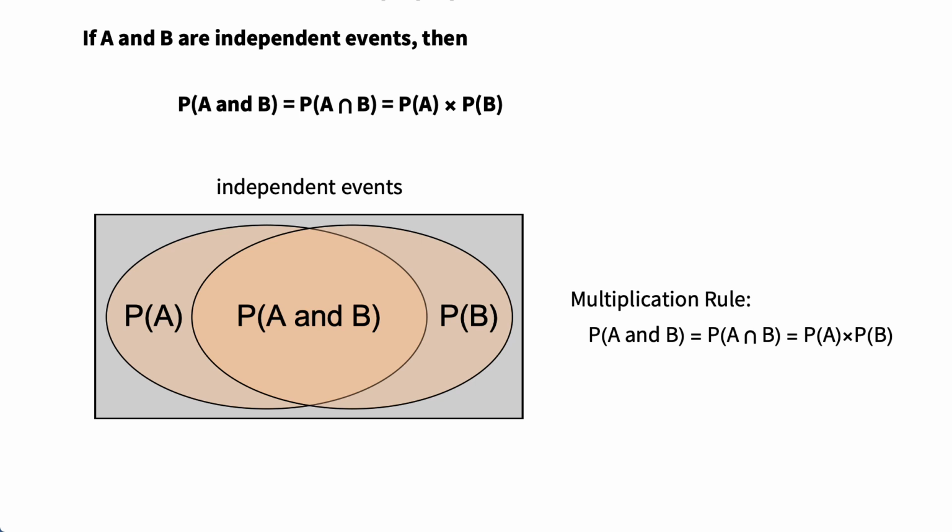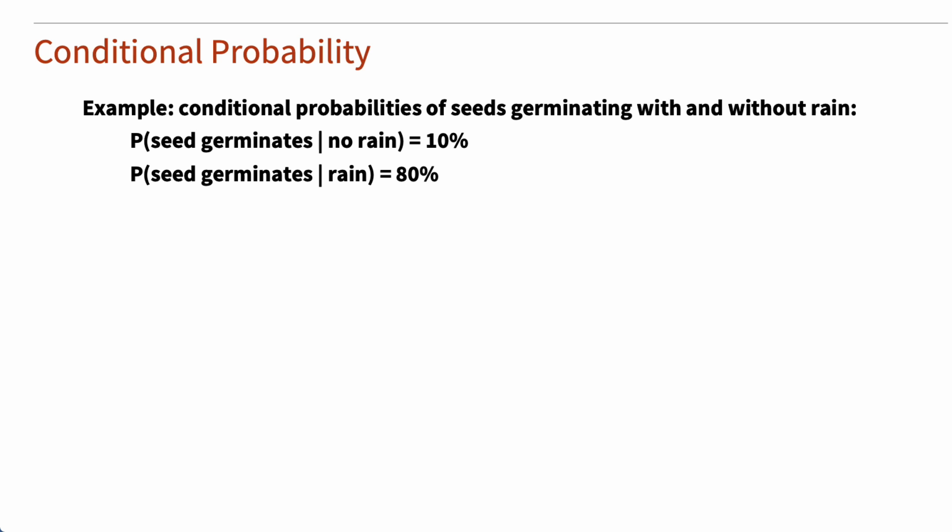Another useful concept in probability is the notion of conditional probability. For example, the probability of a seed germinating, depending on whether or not there has been any rain, is a conditional probability, where the conditional probabilities include the probability of a seed germinating on the condition that there has not been any rain, and the probability of a seed germinating on the condition that there has been rain.